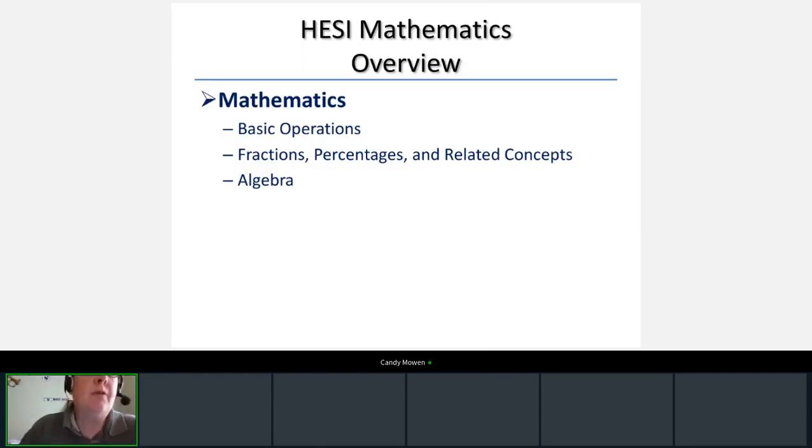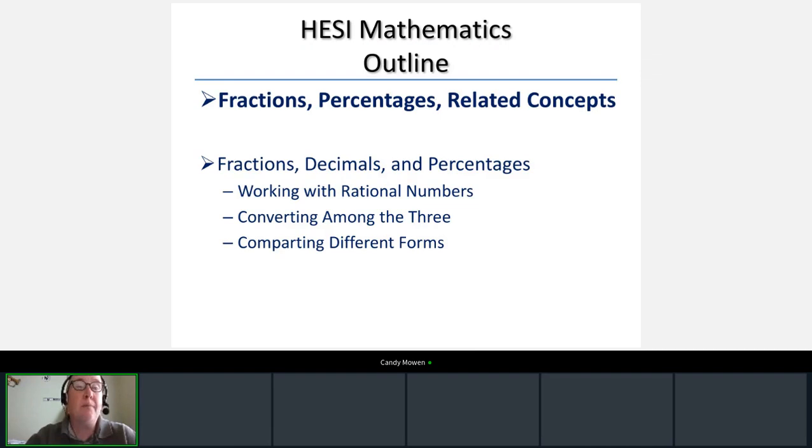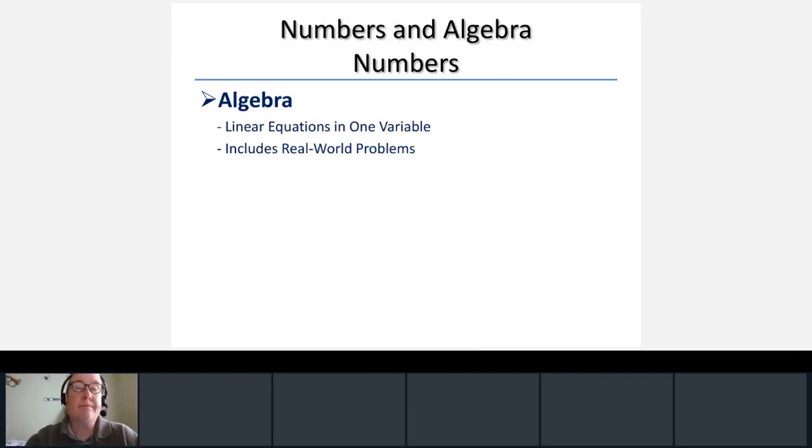In the overview, we're going to be looking at basic operations, fractions, percents, and related concepts, as well as algebra. With fractions, decimals, and related concepts, we're going to be working with rational numbers, converting among the three, fractions, decimals, and percents, and comparing different forms. In algebra, we're going to look at linear equations in one variable, and how algebra is included in real-world problems.